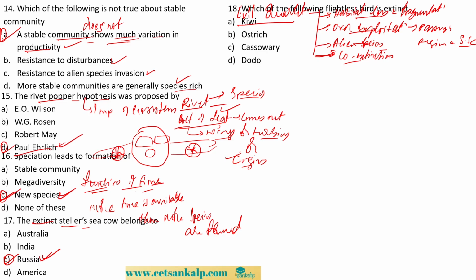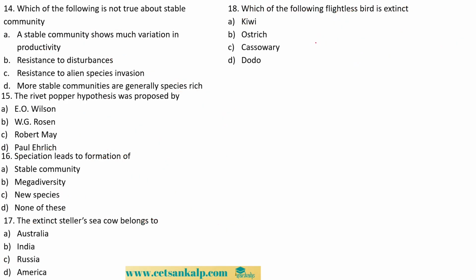Yeah, so we will erase this over here. Yeah, which of the following flightless birds is extinct? Kiwi, ostrich, cassowary, and dodo. The answer is dodo. Dodo is the right answer. Dodo was mainly found in Mauritius. It was mainly found in Mauritius.